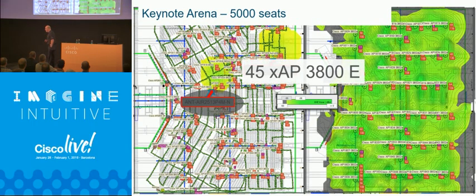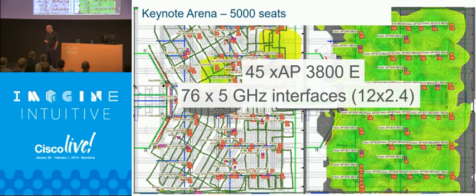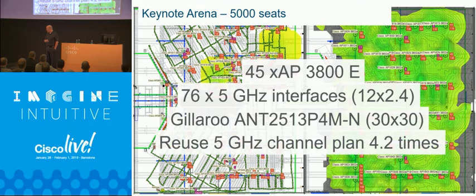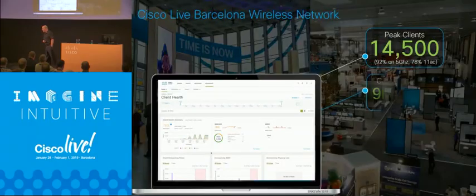Last year's keynote, we had 45 APs with 3800Es, all with antennas, 76 5 gigahertz channels, and we reused the channel plan 4.2 times. We've got this cute little blonde-haired gal who just loves to exceed last year. So this year, we went to 55 APs, and we reused the channel plan 5.7 times. I think next year she's going to scale that back just a little bit. We got away with it, but it didn't look real pretty. But this is what can be done with a good design and antennas.